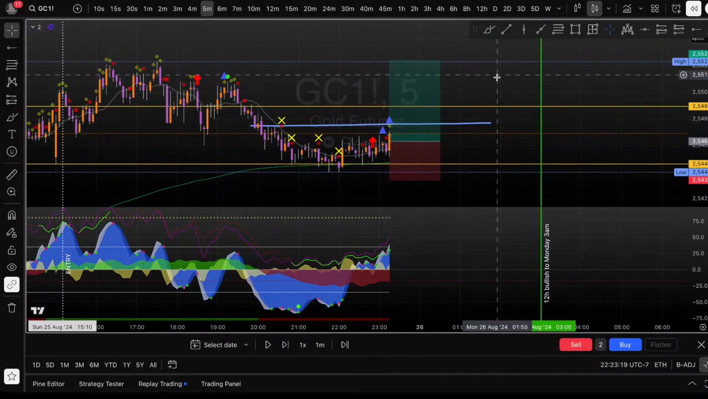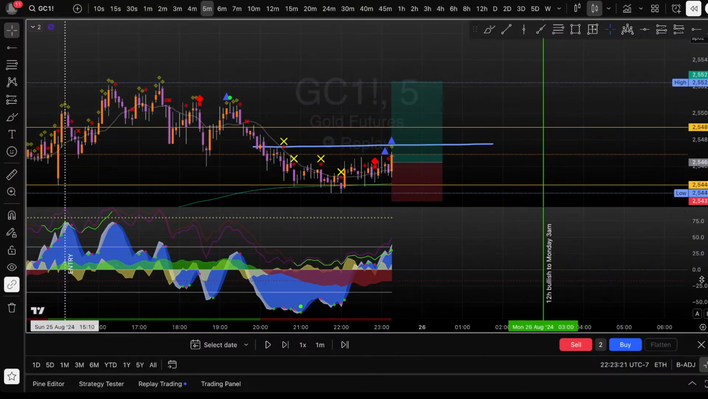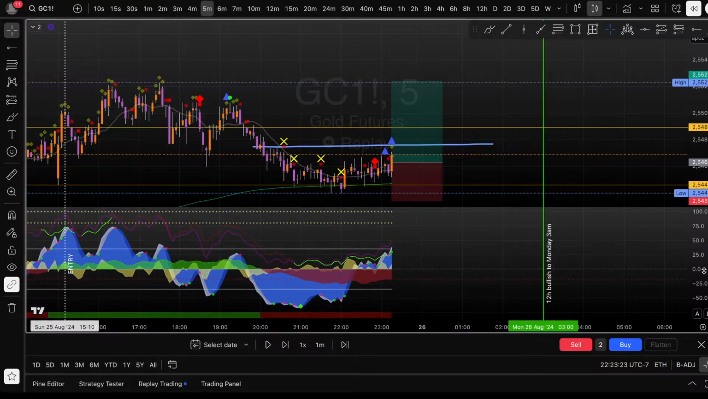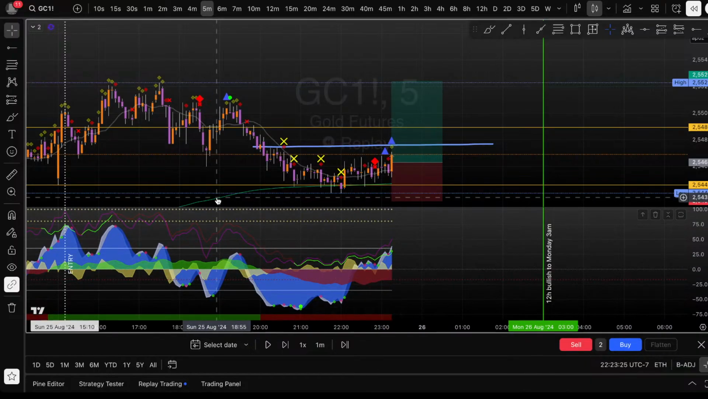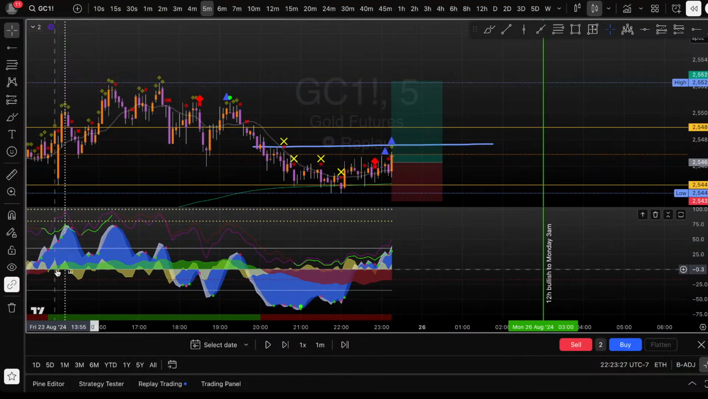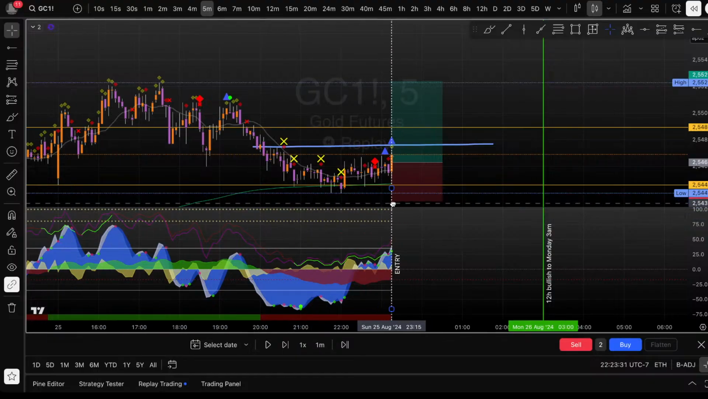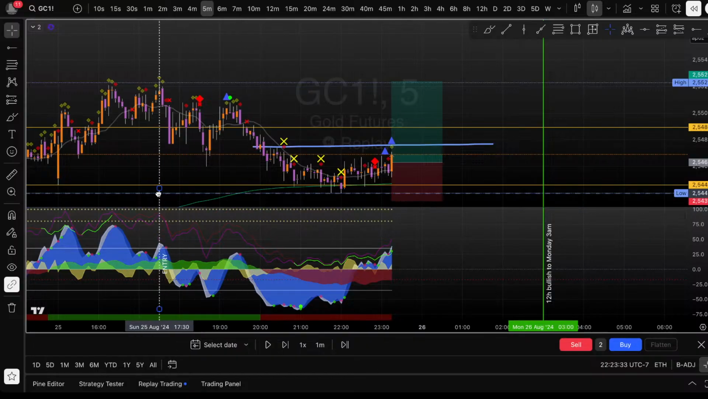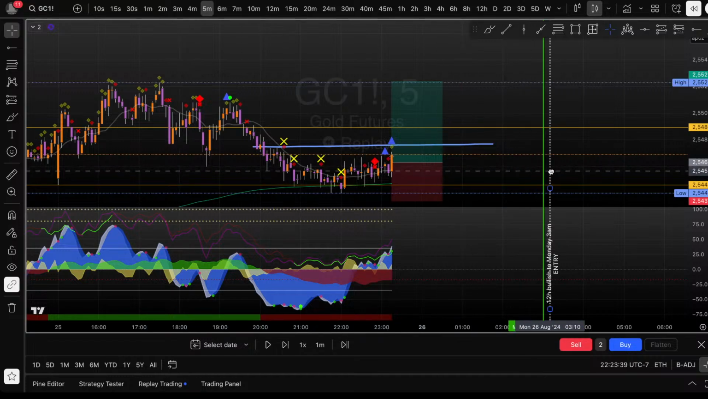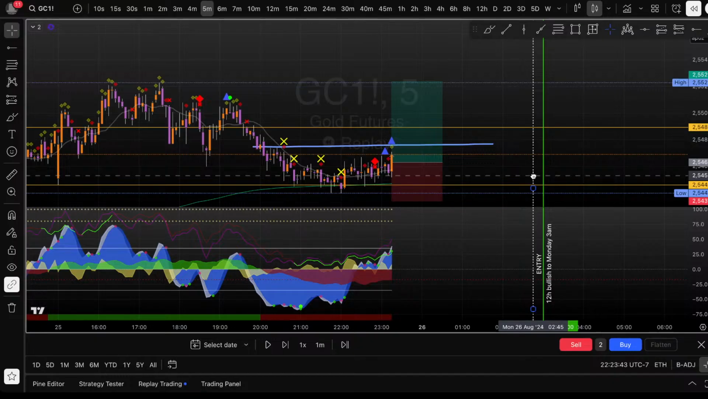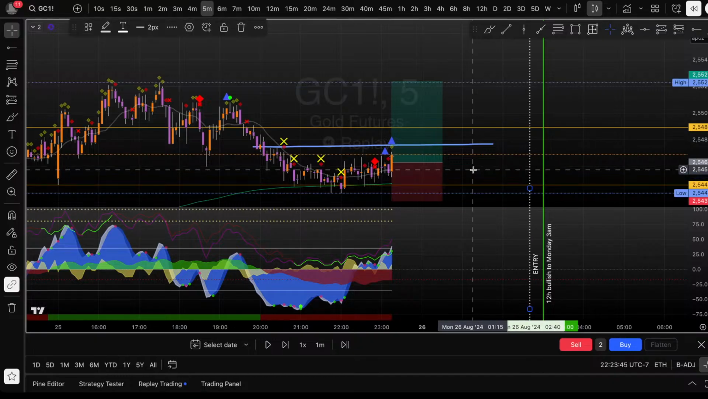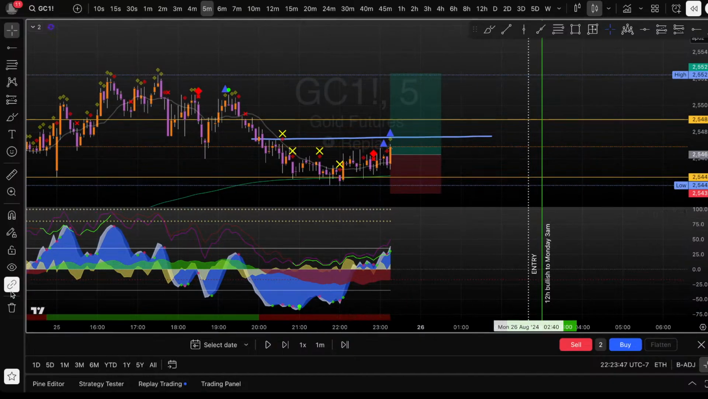Let me get a screenshot. Get a little screenshot of the 5 here. Entry action here. Well, we can see where we entered. I mean, we can clearly see where we entered here. So I'm just going to let this chill. I need this screenshot.